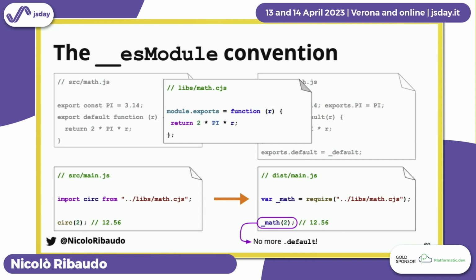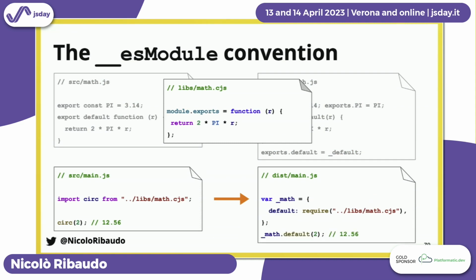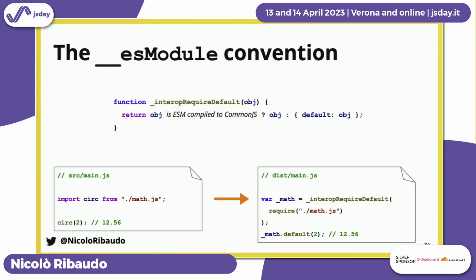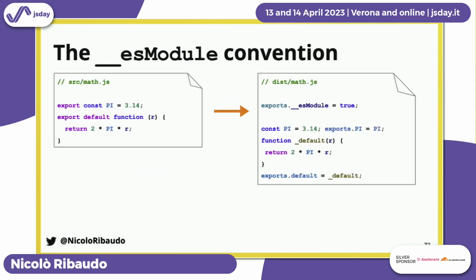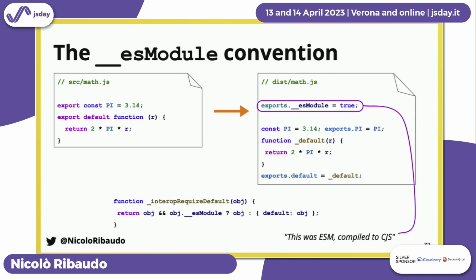So how do we fix this? Well, what Babel does is take your manually written CommonJS library and put it in an object with a default property, so that accessing the default property from _math just works. Except that it needs to check if the library being imported was ESM compiled to CommonJS, or if it's just manually written CommonJS. And we have this interopRequireDefault helper to do so. And how can we do this ESM-compiled-CommonJS check? That's where the __esModule property helps us. Every compiler that compiles ESM to CommonJS injects this exports.__esModule flag, so that our interopRequireDefault function can check this flag and knows how to behave.